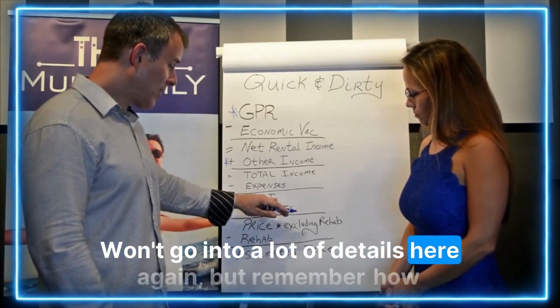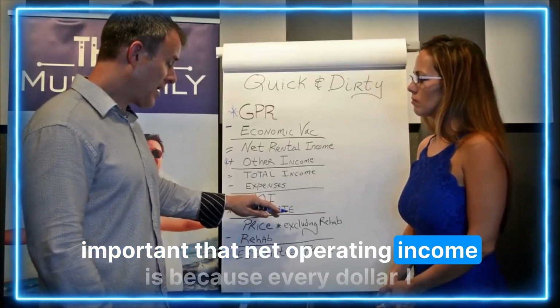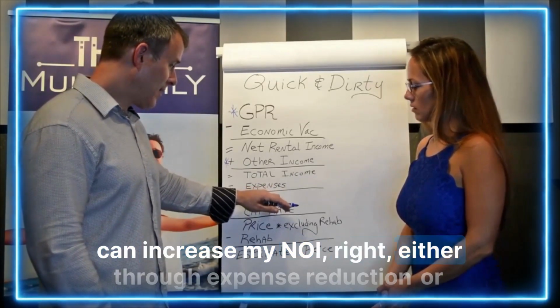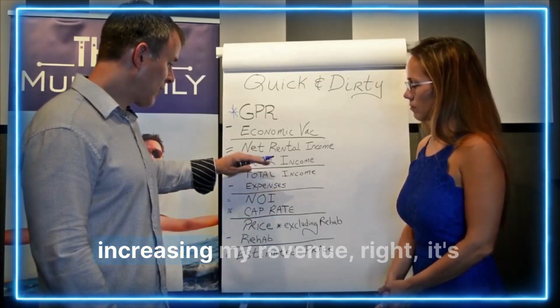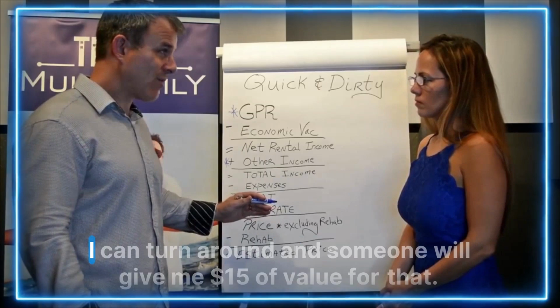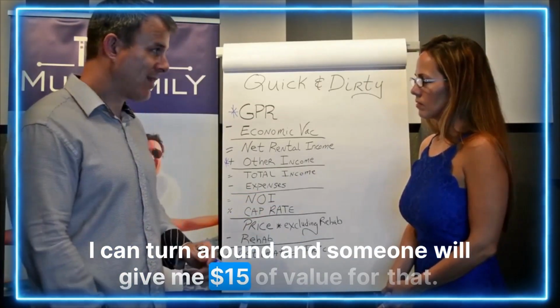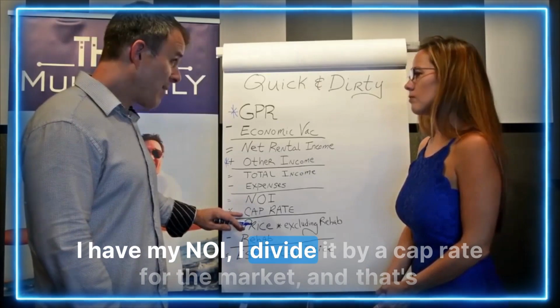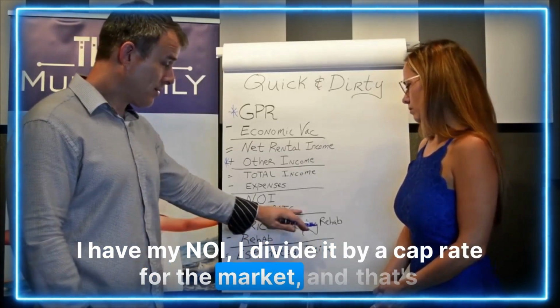I won't go into a lot of details here again, but remember how important that net operating income is, because every dollar I can increase my NOI, either through expense reduction or increasing my revenue, is like $15 of value. I can turn around and someone will give me $15 of value for that. I have my NOI, I divide it by a cap rate for the market.